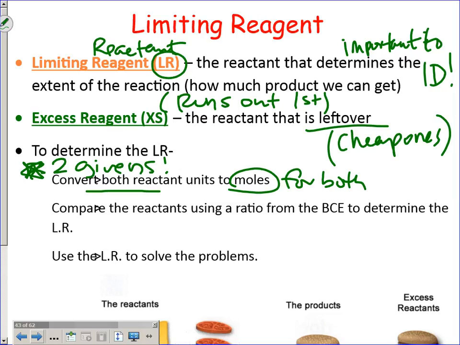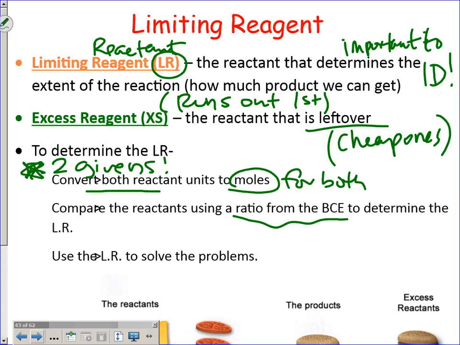Then you're fighting with yourself. Do I take these moles to get to product, or just take these moles to get to product? That's the process we're going to learn how to do today. The process is basically comparing the ratio from the balanced chemical equation to determine who is going to run out first, who is going to stop the reaction.